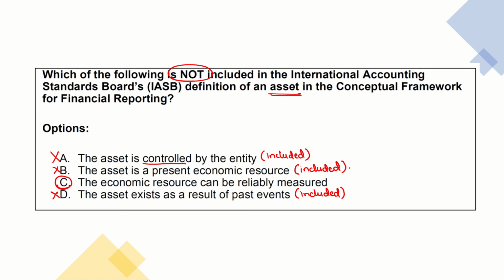Yes, in the accounting standards like property, plant, and equipment, like intangible assets, we do have the part of reliable measurement, but that's not there in the definition of the asset, and that's what the examiner was asking you. So I hope this question will help you understand how to answer the questions on the conceptual framework. Thank you very much.